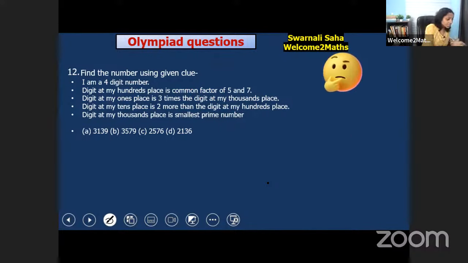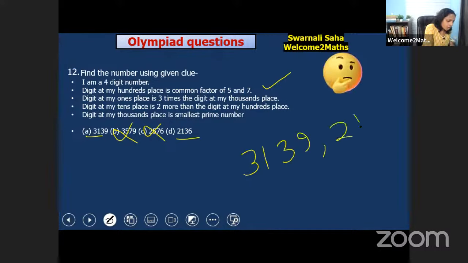So we can use this clue. Let's check here. My 100 place is common factor of 5 and 7. Which number has 1 in the 100 place? You see, in B and C, there is 5. So let's cut out these two options. So these two would be the answer: A and D. Here we have 3139 and 2136. Between these two numbers, we have to find out which is the right one, because at the 100 place there is 1, and 1 is the common factor of 5 and 7.